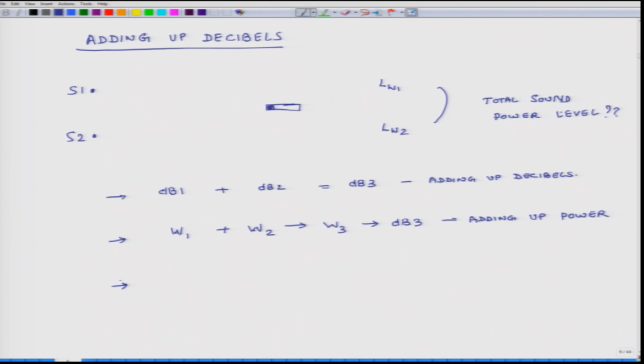The third could be I back calculate pressure P1, because source 1 is going to generate some pressure at the microphone level, and I calculate pressure from source 2, add them up and I get third pressure P3, and from that I get dB3. So, here in this approach I am adding up pressures.